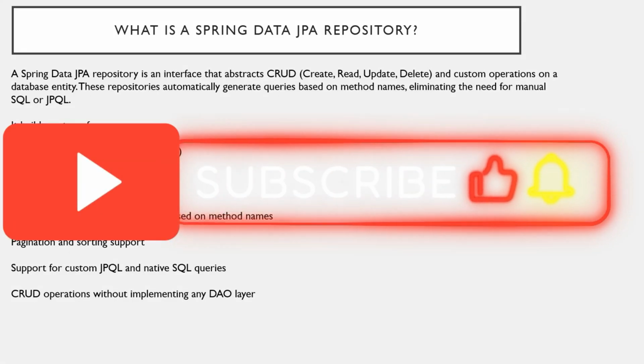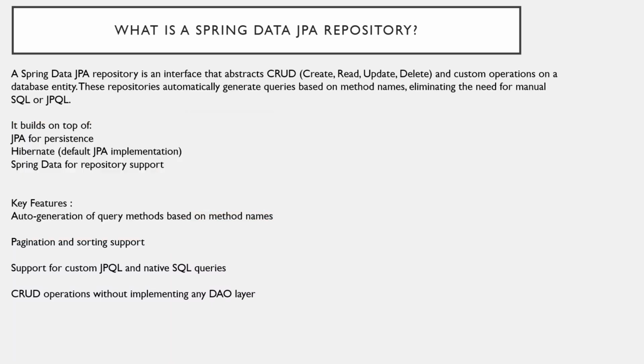Now, what are the key features when it comes to Spring Data repositories? It auto-generates the query based on the method names you write. It also gives you pagination and sorting support, which was not provided earlier. It also supports custom JPQL, and you can write native SQL queries on top of that. You can also perform CRUD operations without needing to implement any boilerplate. These are the benefits and key features of Spring Data JPA repositories.